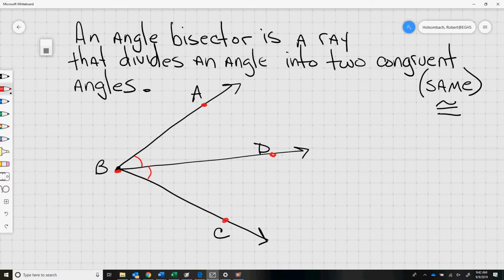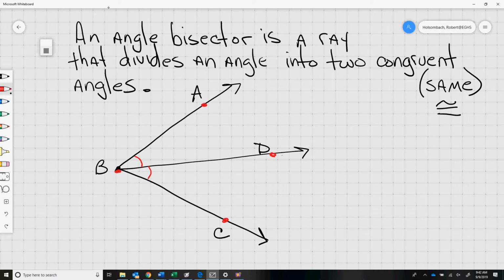And this happens two ways. You're either going to be told that ray BD is an angle bisector, or you're going to be asked if ray BD is an angle bisector. So in this picture, is ray BD an angle bisector? It is, because it splits angle ABC into two congruent angles, doesn't it?